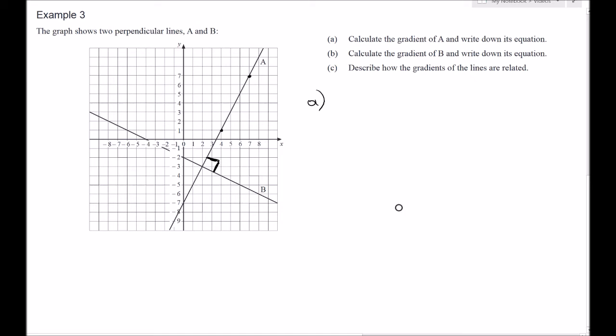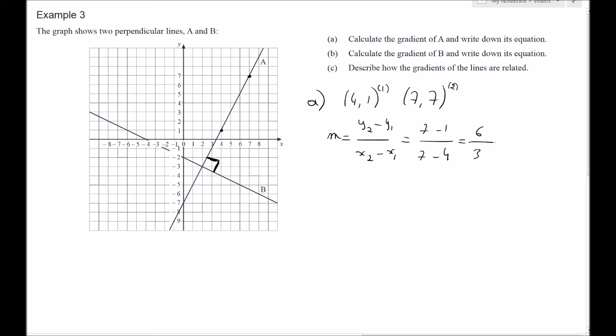You can pick two coordinates. So we have 4, 1, and I have 7, 7. You know that m can also be calculated by calculating the difference between your two coordinates. So we have 7 minus 1 over 7 minus 4. Be careful, this is my second coordinate, this is my first coordinate. So 7 minus 1 is, no, not 8, Miss G, not 8, that's 6. 7 minus 4 is 3. So the gradient should be 2.